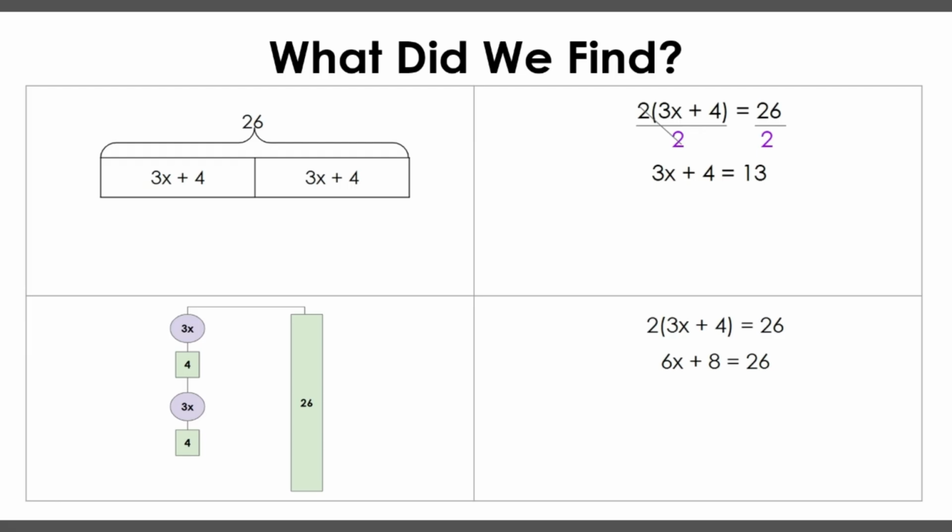So 3x plus 4 and 3x plus 4 are equal, and they add up to 26. So I undo them and separate them. So each section is going to be 13. And so then I solve 3x plus 4 equals 13. And then I get 3. The other section is the hanger diagram. We're going to divide 26 in half to get 13. Then we subtract 4 to get 9. Then divide by 3 to get x.